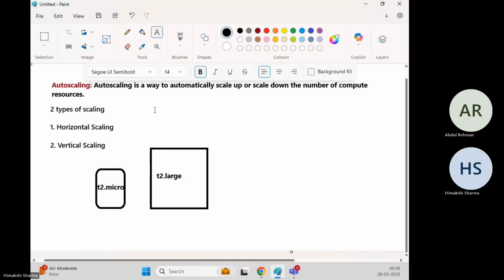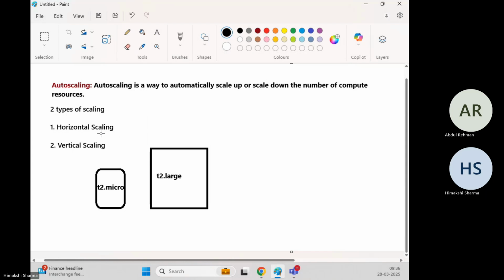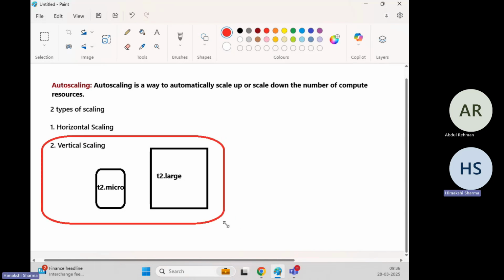Now let's talk about horizontal scaling. Okay, let me do one thing. Let me segregate it this way. Okay, so this is your vertical scaling.